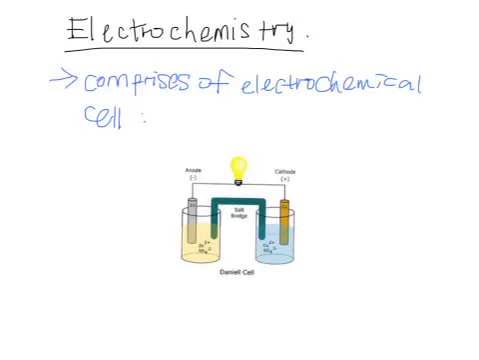Hello everyone, welcome back. So today we're going to learn a new topic called electrochemistry. Electrochemistry is a combination of two words if you realize, electric and chemistry. So as you can see here in this picture, it shows you an electrochemical cell. That means how the setup is being done so that we can actually produce something out of the cell.